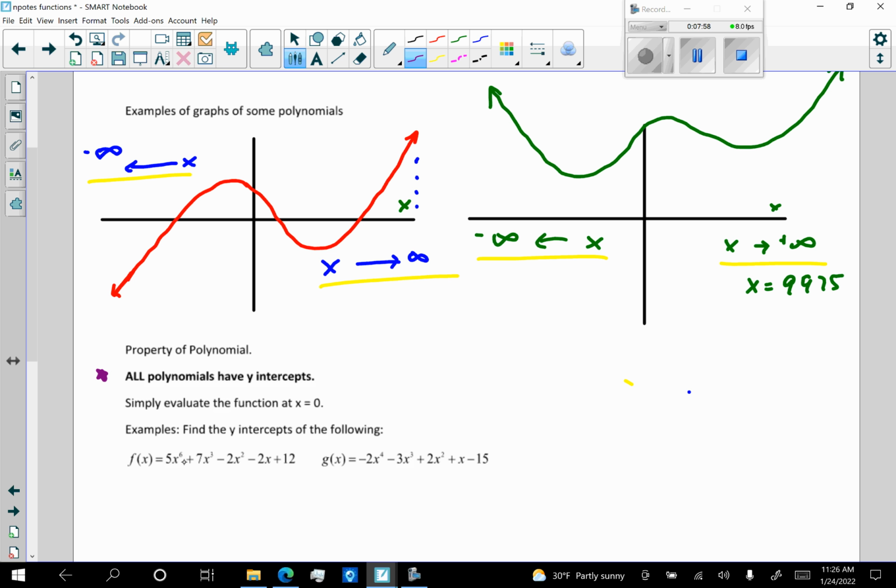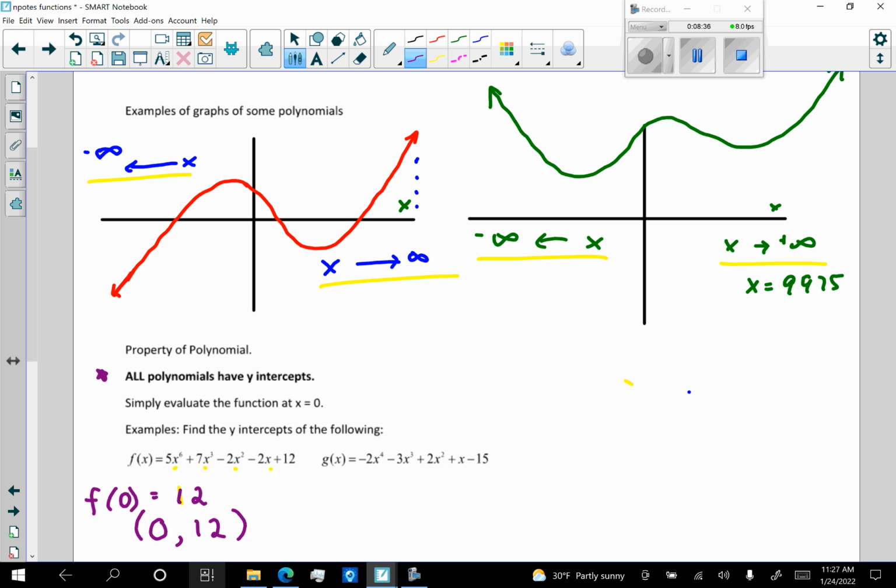This is a 6th-degree polynomial, leading coefficient 5. If I want to find the y-intercept, all I do is let x equal 0, and I put 0 in. Oh, look. If I put 0 in for all these x's, 0, 0, 0, 0, 5 times 0, 0, plus 7 times 0, 0, minus 2 times all 0, that's going to be 12. And the y-intercept of this graph is going to be (0, 12). And we know the y-intercept of anything is going to have an x equals 0.